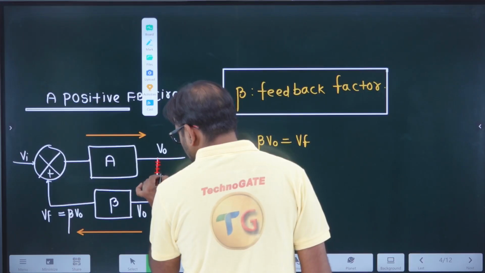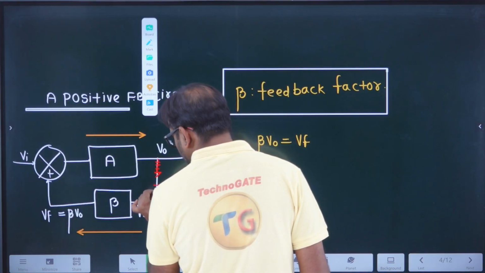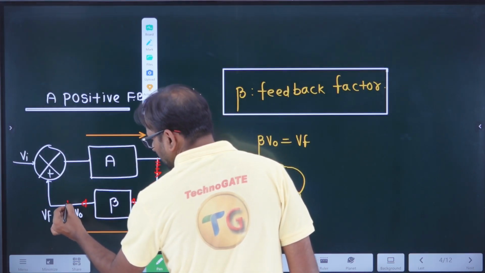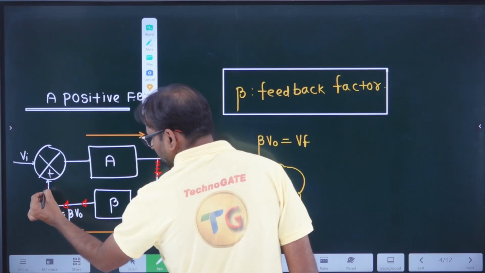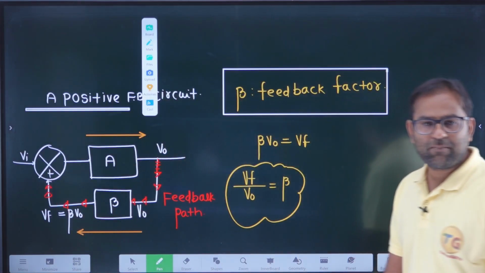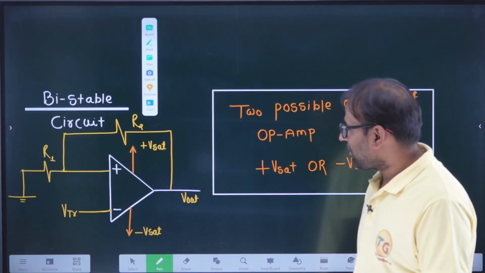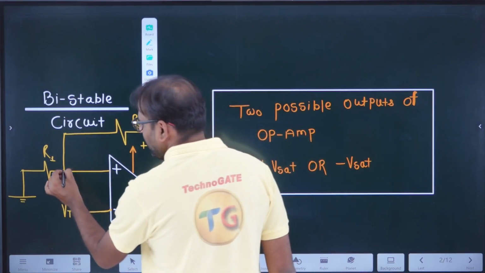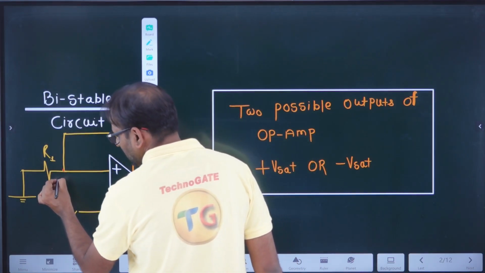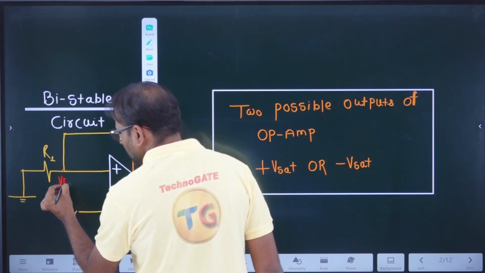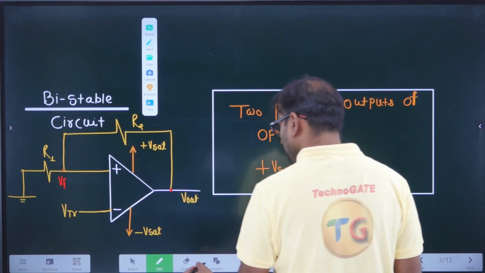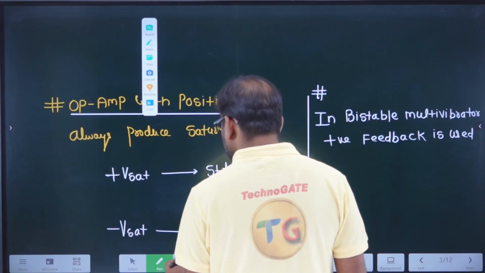So can I say in this circuit, if this is the feedback path, what is the feedback path? This point is the output point and this point is the input point. So output to input, here the voltage is known as feedback voltage. So can we calculate the feedback factor? Yes. So let me draw the feedback path separately.